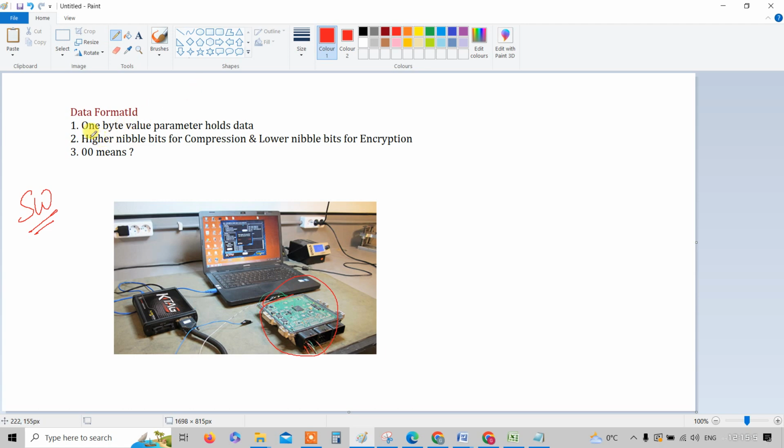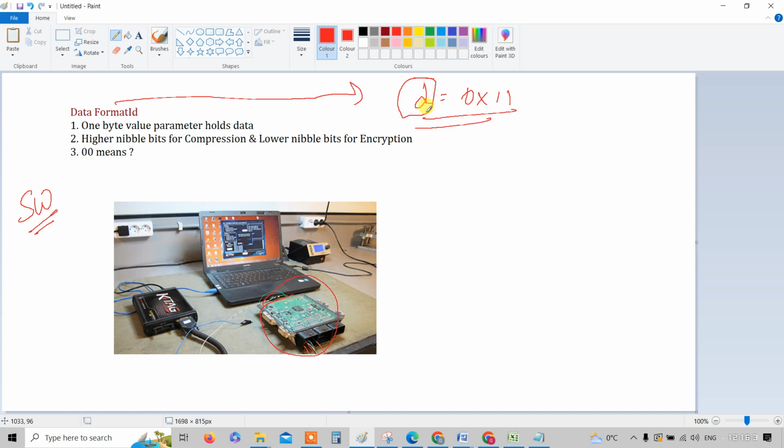All right, so in UDS, a one byte value parameter holds a data. This data format identifier means it's a one byte parameter, so it holds a value. For example, you can consider D is a data which holds the value of 0x11. So here D is a parameter.